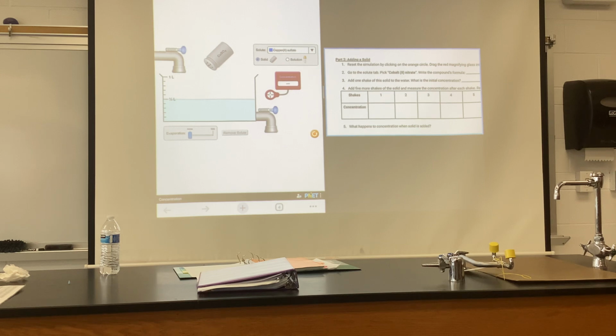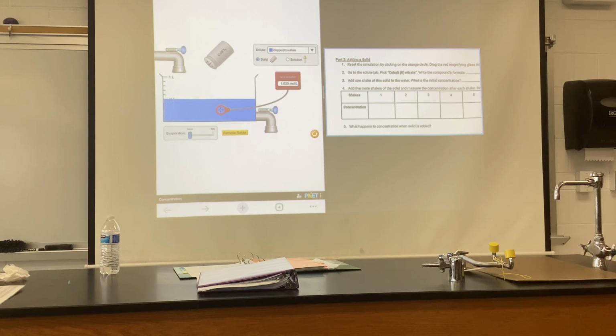Now, adding solid, here we go. If I give it a shake over the water, it tells me that the concentration has increased from 0 of solids to 0.12 moles per liter of solid. If I continue to shake, yes, the solution has gotten darker, which means it is more concentrated, right? So that's the point here for part 2.